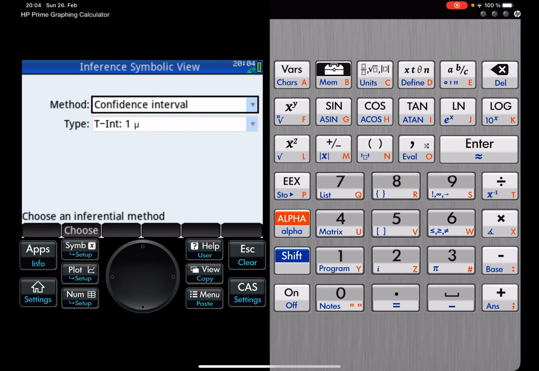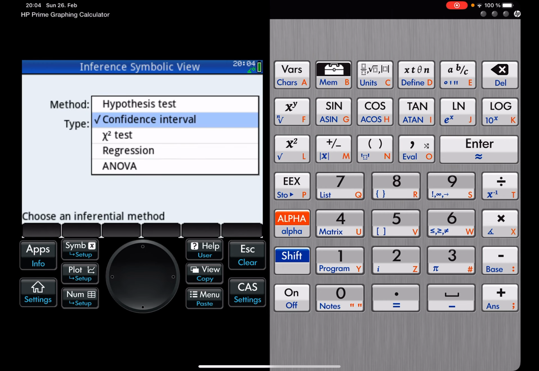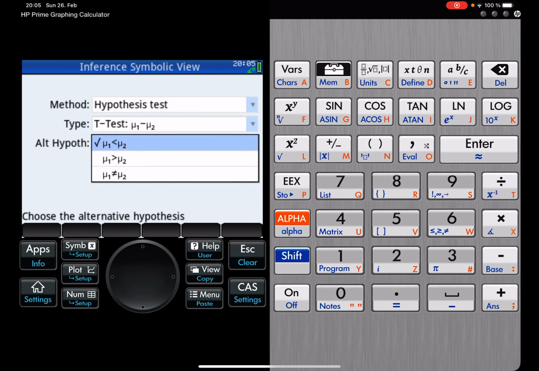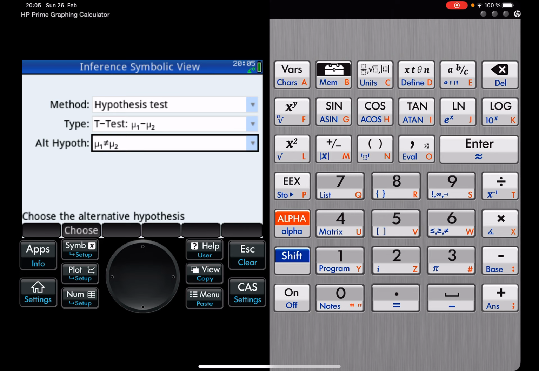So I'm going to go to the Inference app and I'm looking at hypothesis test. And we need to look at the types. So we've done the one sample Z test. We've looked at the one sample T test. Today we said we're doing a two sample T test. And the alternative hypothesis is that they're not equal. So we set that front screen up, and that's really important in making sure that we're going to get the right values from our calculator.